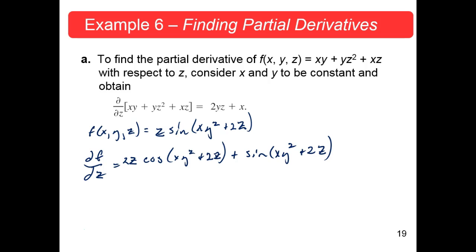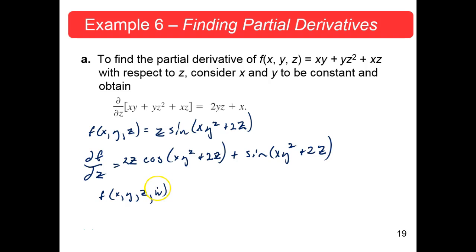2z cosine of xy squared plus 2z plus sine of xy squared plus 2z. Done. Okay? Let's go on and do the C part while we've got room, to find the partial derivative of this one. Here's a fourth function f, which has 4 independent variables: x, y, z, and w.